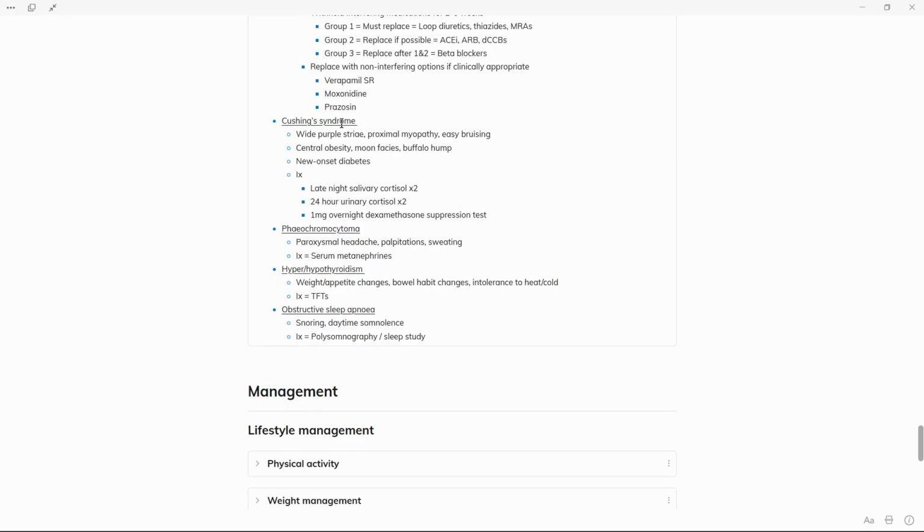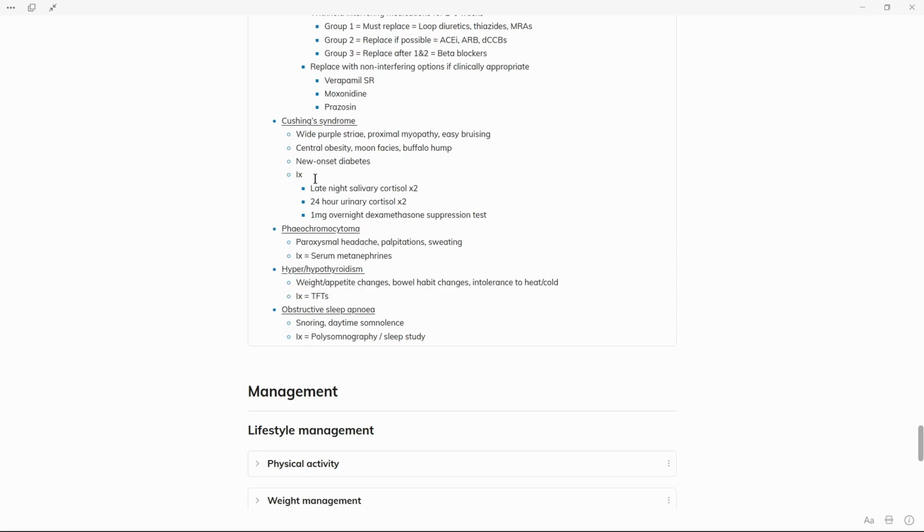Cushing syndrome. Cushing syndrome presents with wide purple striae on examination, proximal myopathy, and easy bruising. They have the classic textbook features of central obesity, moon facies, and buffalo hump, which does not always present and can be quite difficult to pick out. Or they may have new onset diabetes that's quite severe.